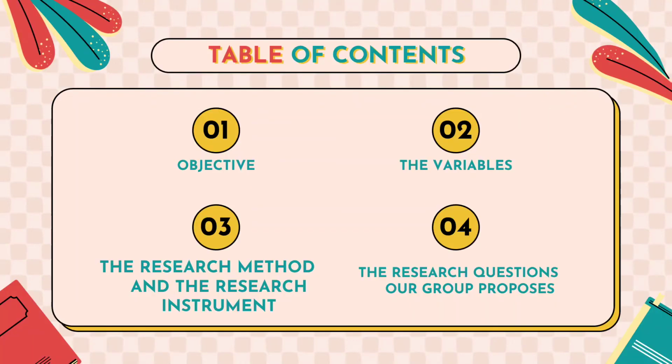Okay, in here I have four sections. The first is about objective, the second the variables, the third the research method and the research instrument, and the last is the research questions our group proposes. The first we go to the objective.